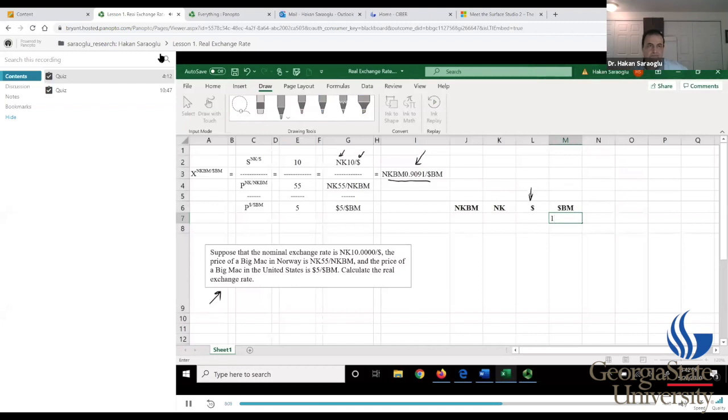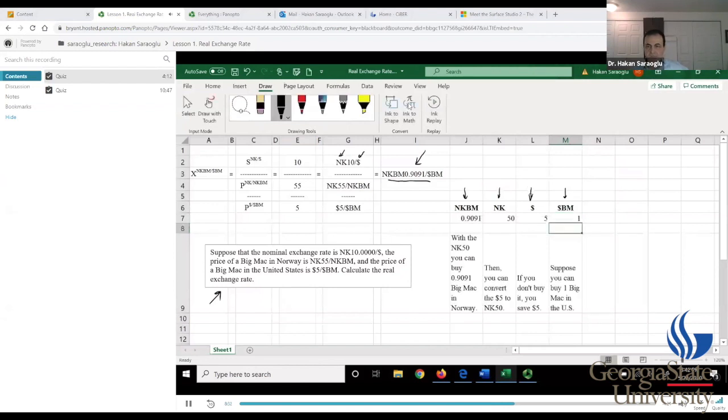So notice how the units go. This is the US Big Mac, this is the US dollar, this is the Norwegian krone, and this is the Norwegian Big Mac. So if we don't consume the US Big Mac, then we can save $5. And then let's see what we can do with that $5. Let the story begin. So I'm going to press enter. You're going to like the result now. I'm going to press enter.